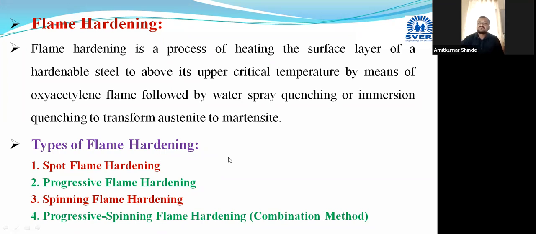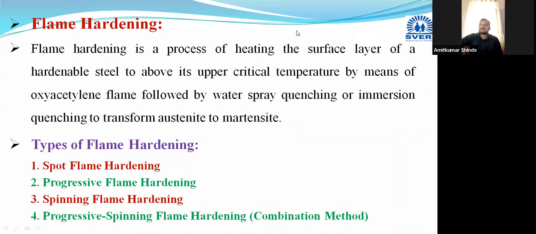Flame hardening is the process of heating the surface. Here, with the help of an oxyacetylene flame, we are heating the surface of the steel which we want to harden to above its upper critical temperature. It may be above A3 or above ACM depending on the type of steel. After heating it with the oxyacetylene flame, it is directly quenched so that the austenite formed is converted into martensite.